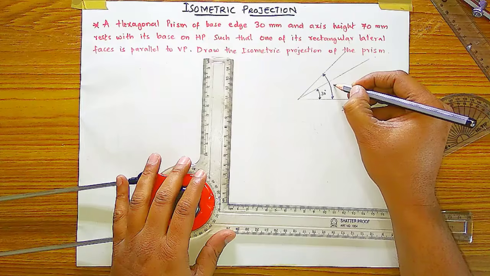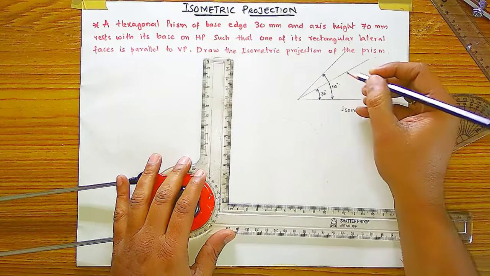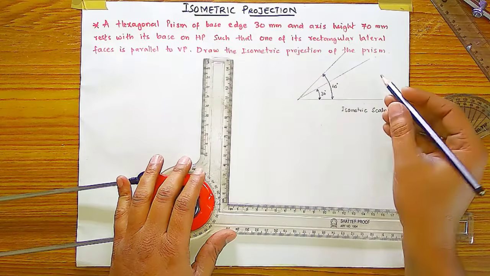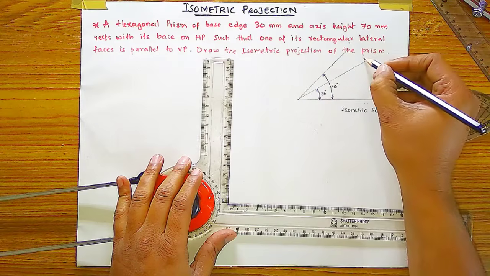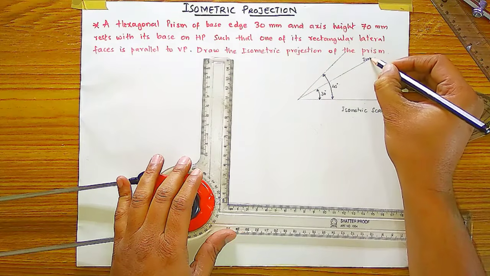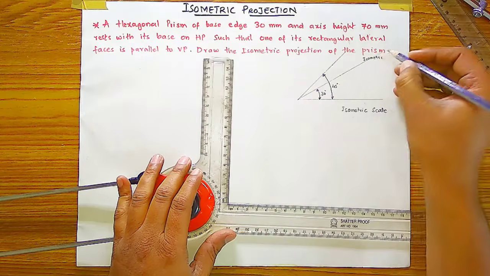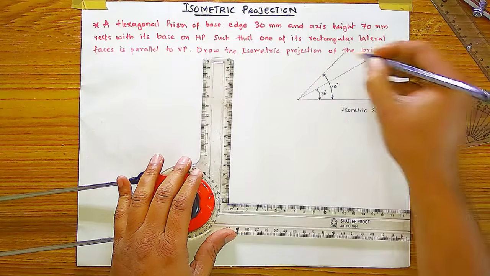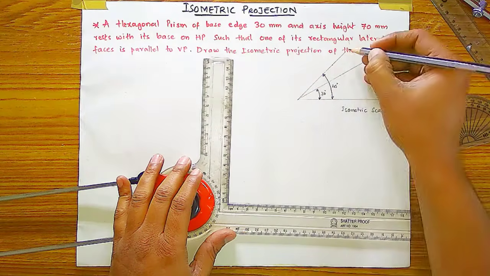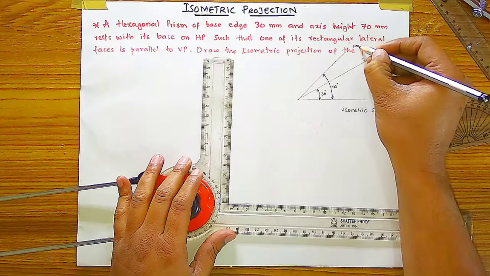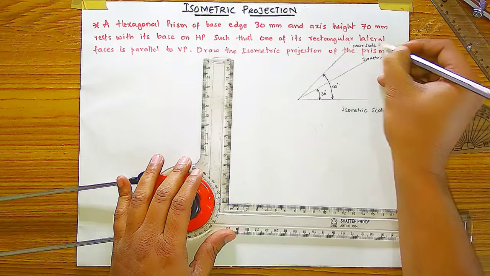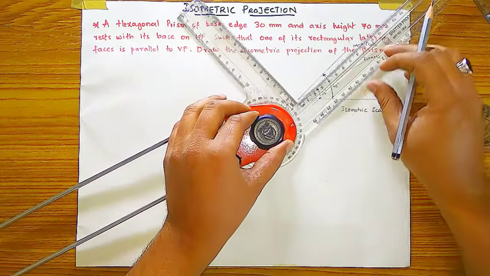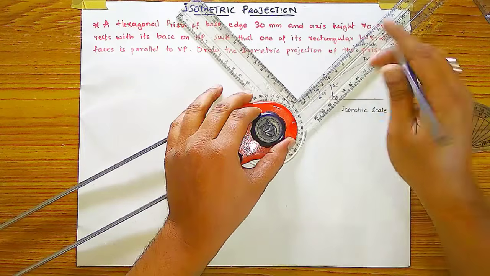This isometric scale you have to draw when the question says isometric projection. With this scale you have to draw your hexagonal prism, with this isometric scale only, and this line, this scale is the main scale. On this you have to take a 1 centimeter distance like this.